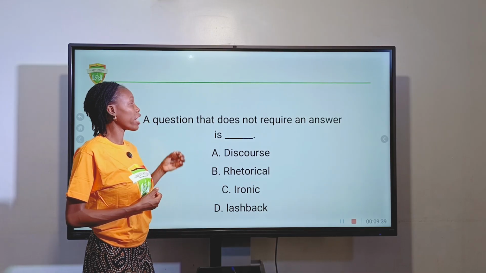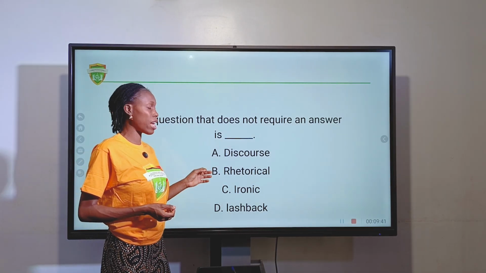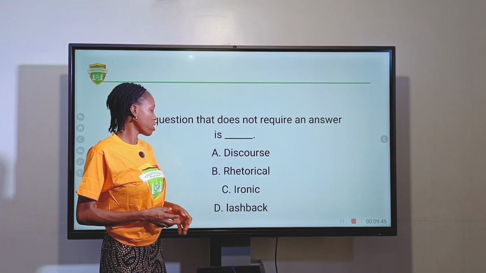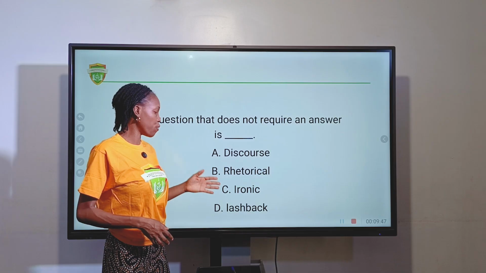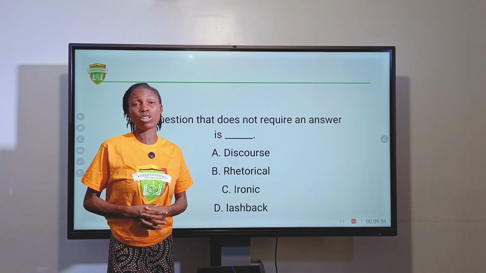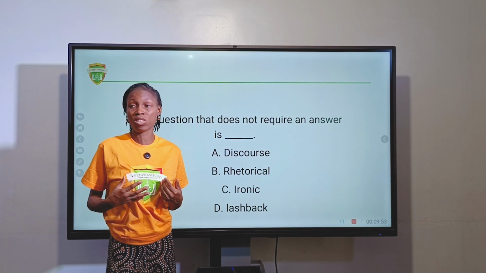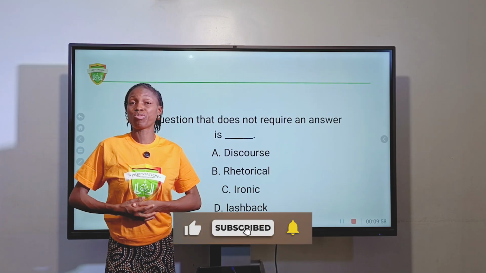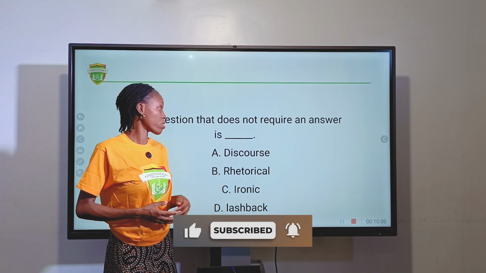Number 14, a question that does not require an answer is A, discourse, B, rhetorical, C, ironic, and D, flashback. The answer is B, a rhetorical question. Rhetorical questions are questions that the answers sometimes are obvious and they do not require a response.